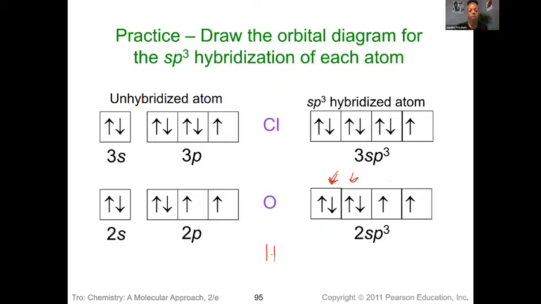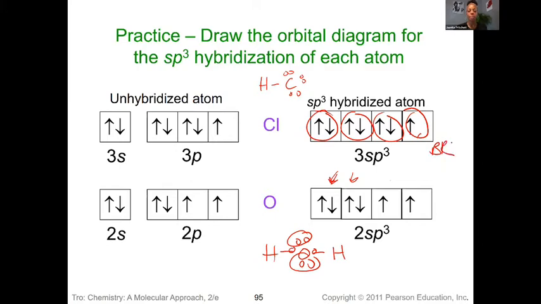So think about when you have H2O, we have our 2 lone pairs and then 2 places where bonding is occurring. With chlorine, every time we see chlorine bound to something, we always see 1 bonding region and 3 lone pairs. So you can see these are my lone pairs, and here's where that bonding is happening.